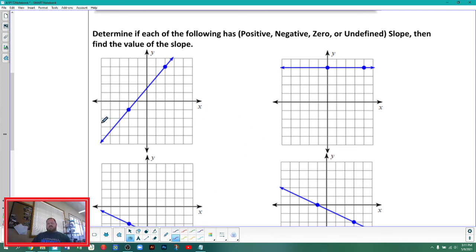First of all, if I think about being on this treadmill, I'm having to work hard to get up there. Okay, working hard, going upwards, positive slope. And then to actually find the slope, 3, 4, 5, and over 1, 2, 3, 4. So it goes up 5, over 4, and I write that slope.